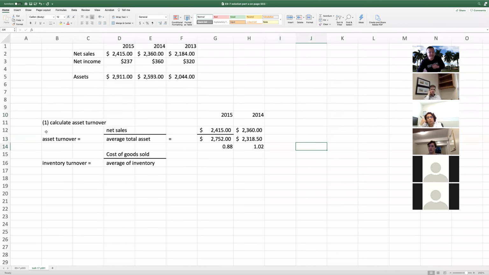So this is my asset turnover. Do you think the larger the better, or the lower the better? Lower? How about inventory turnover? For inventory turnover, do you want to turn over more times or less times in a year?